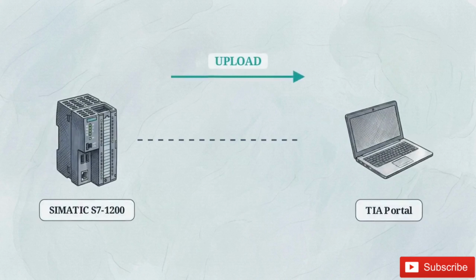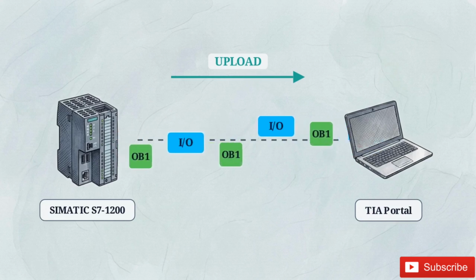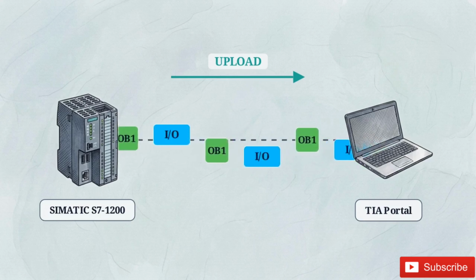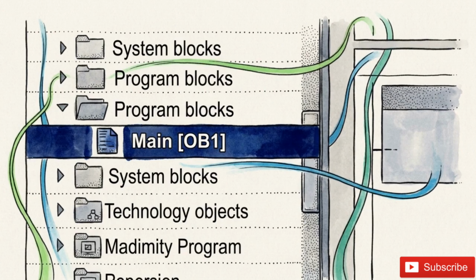The software fetches the device I/O parameters and the internal program blocks from the PLC memory. To verify the hardware capture, expand the Device Configuration menu to view the CPU and its associated modules. For the logic capture, expand the Program Blocks folder and open the main organizational block.